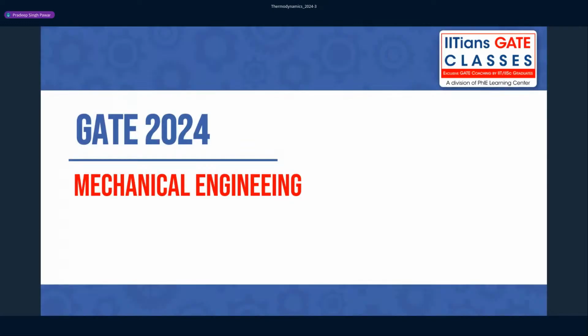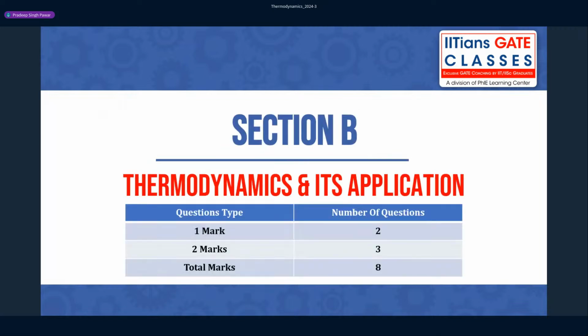So today we will be looking into GATE 2024 mechanical engineering paper. We will be specifically talking about the section of thermodynamics and its applications. So you can look into here the different type of questions that were asked in the exams and what were the weightage. 1 mark question, it was 2 questions. 2 marks, 3 questions, and total weightage was around 8 marks. So let's go through the questions.